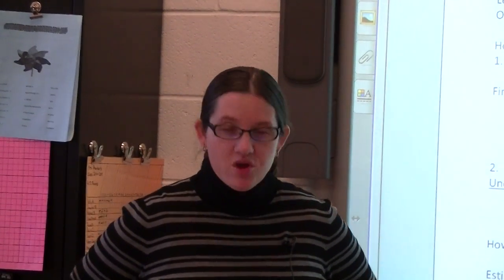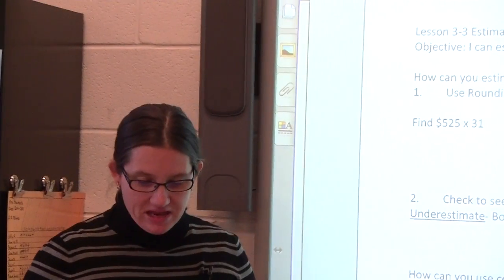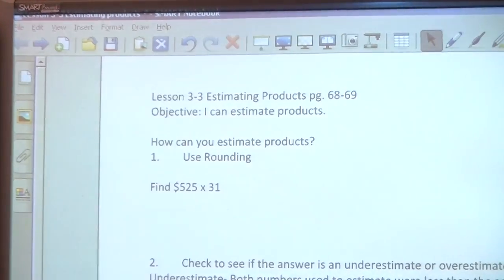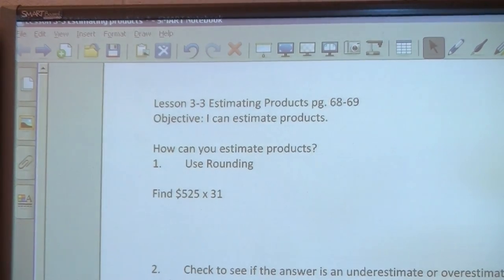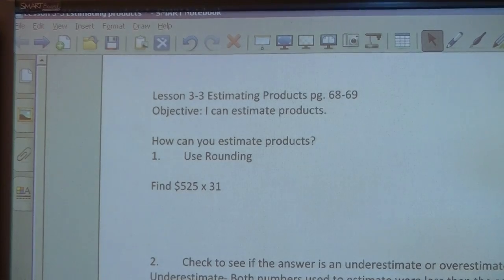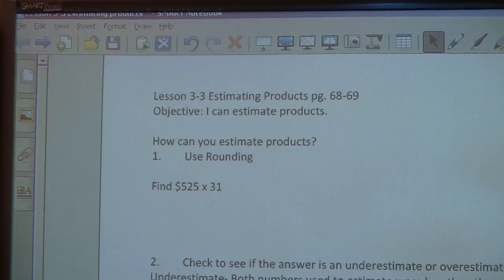Okay, 5th grade, today we are going to start our lesson on 3-3 on estimating products on pages 68 and 69. So get your books out and open, and spirals open to your next clean page, and let's get our heading on there. And today our objective is I can estimate products.